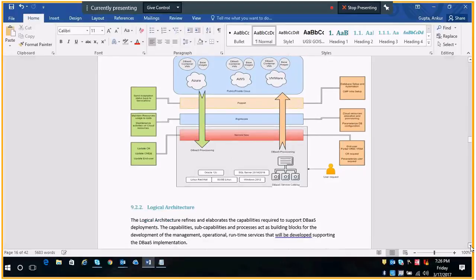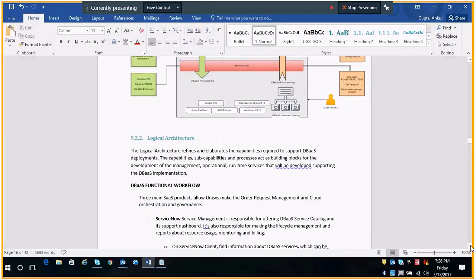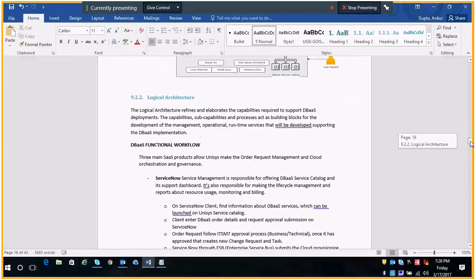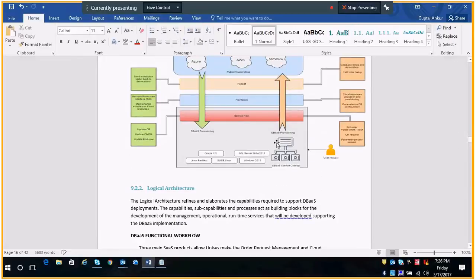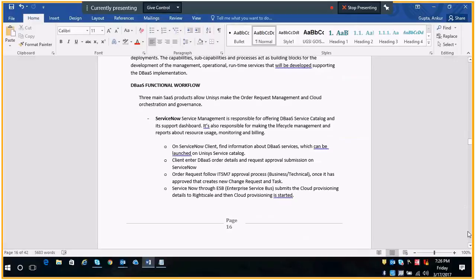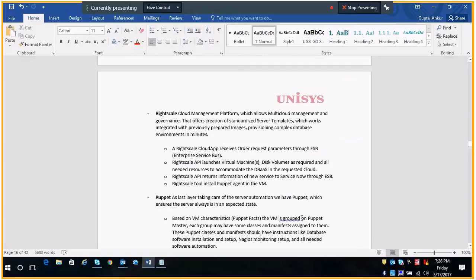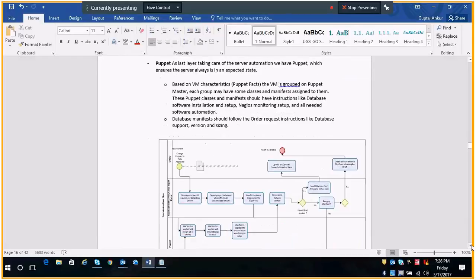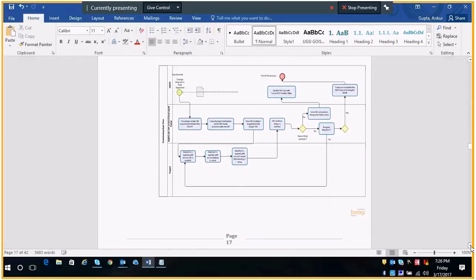Now this is a logical architecture, showing how the logical architecture will work based on the above part. Maybe this is my logical architecture, but again we will come out with those things. It gives a functional workflow of how my request will go from ServiceNow, and how it will go to RightScale and then Puppet. So this talks about that particular feature, and it is a flow diagram.